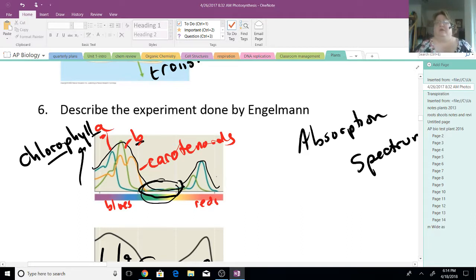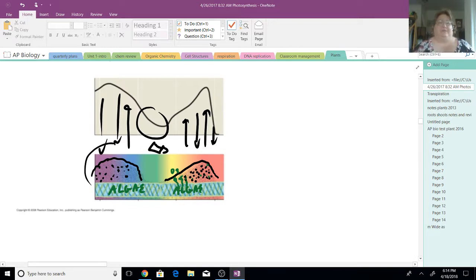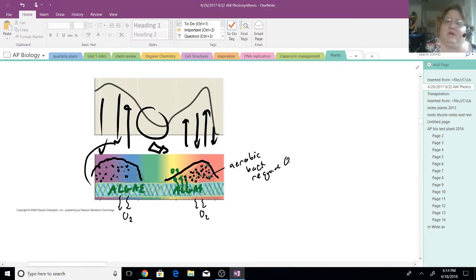Now, a good century ago, Engelmann was a scientist who did a very clever experiment. He took a little filament of algae. And algae, being photosynthetic, are producing oxygen. But what he did is he used a prism to separate the light wavelengths. And he also then used aerobic bacteria. Now, aerobic bacteria would require oxygen, and as it requires oxygen, it's going to grow very well where there is oxygen.